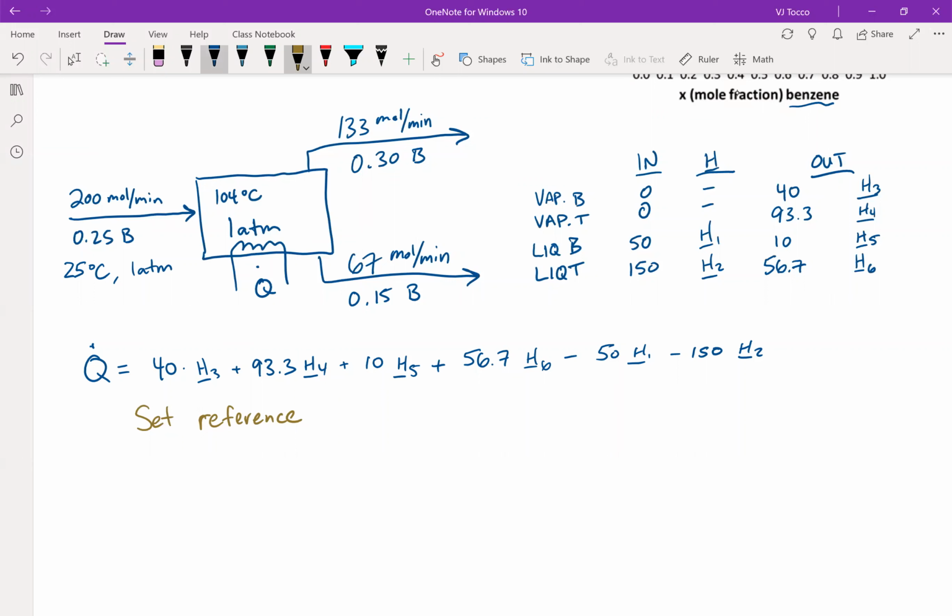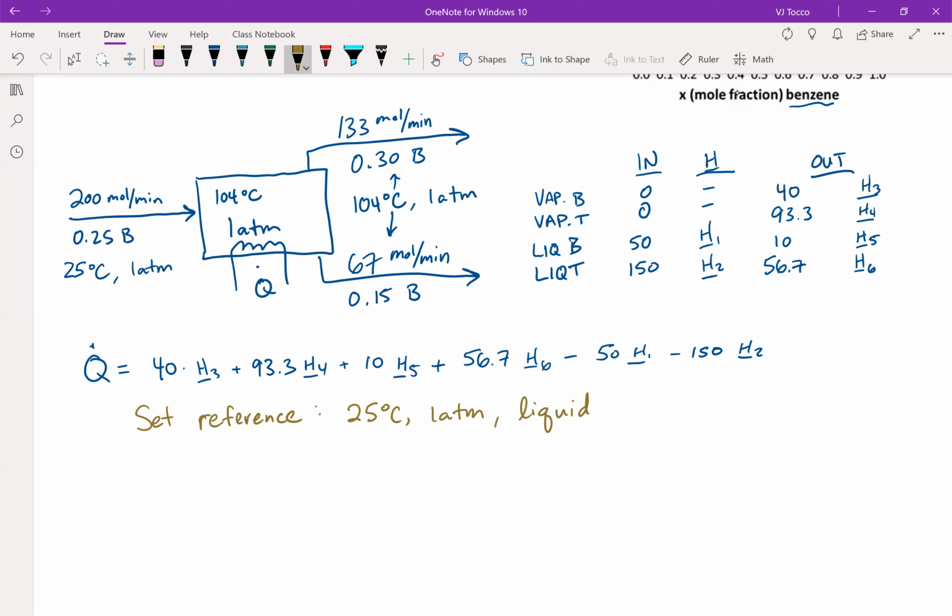Just to say it again, the outlet streams have the same process conditions as the process unit. So it's 104C, 1 atmosphere for both. My set reference state is going to be liquid components at 25C, 1 atmosphere.